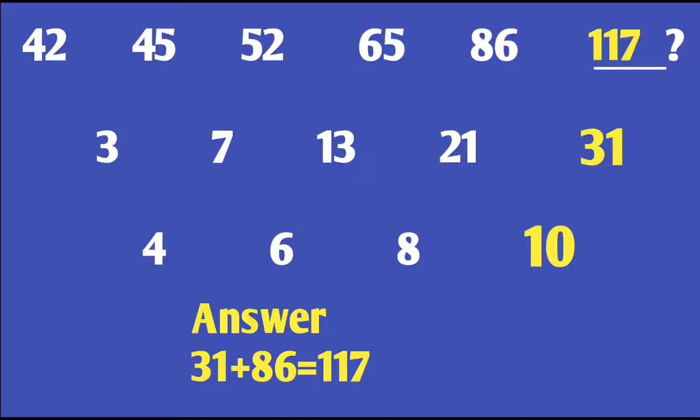So what you have to do is add this 10 with this 21, and it will give you 31. 31 is the difference between the missing number and the existing previous number 86. So if you add 86 plus 31, it will give you the missing number. Isn't it easy, right?